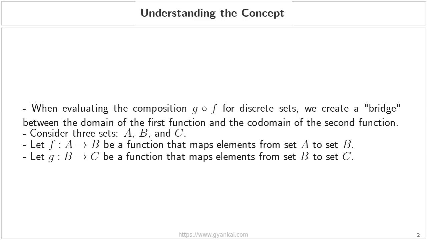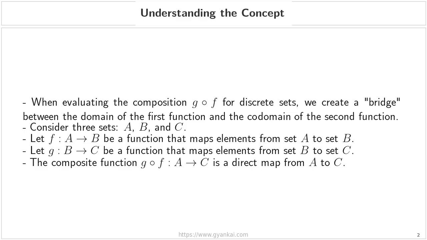Next, we have function G. Function G takes over where the first function left off, mapping elements from set B to set C. When we combine these two, we create the composite function, G circle F. This composite function acts as a direct map, taking us from set A straight to set C.